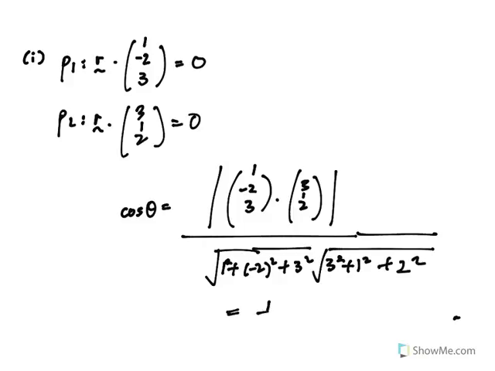And after that, you will get half. Therefore, theta equals cosine inverse of half, which is 60 degrees. So we have shown that the angle is 60 degrees. Okay, that's part one.